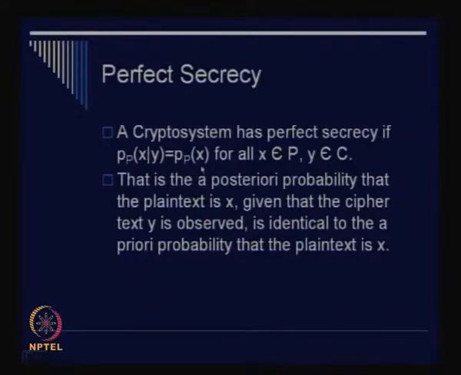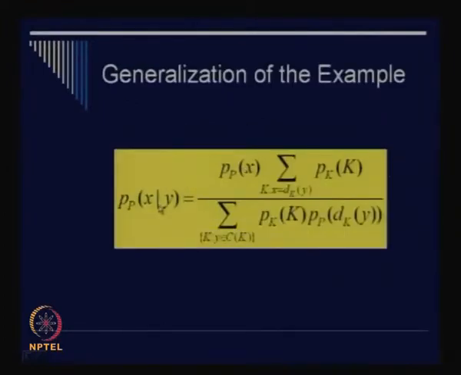Now the value of P(x) we already know. We can use the previous equation to calculate the value of P(x|y), because you see that on the right hand side everything is known to us. We know the probability distribution of the plain text as well as the probability distribution of the key, and therefore we can use this equation, because we also know the mapping, that is, we know the decryption function.